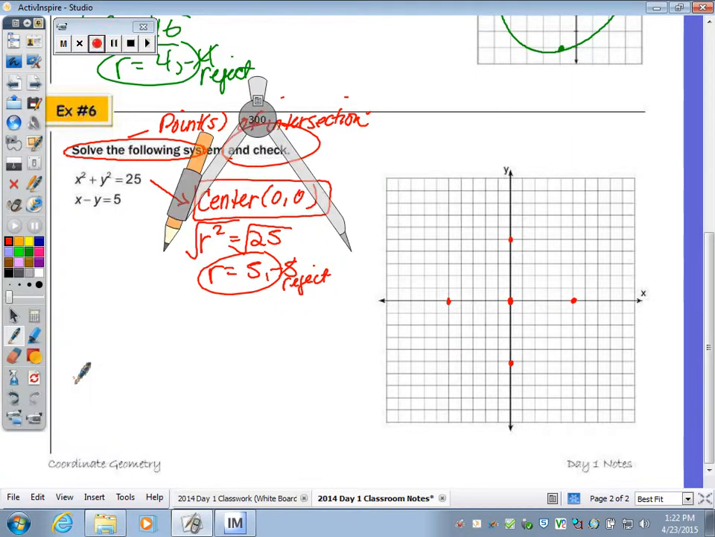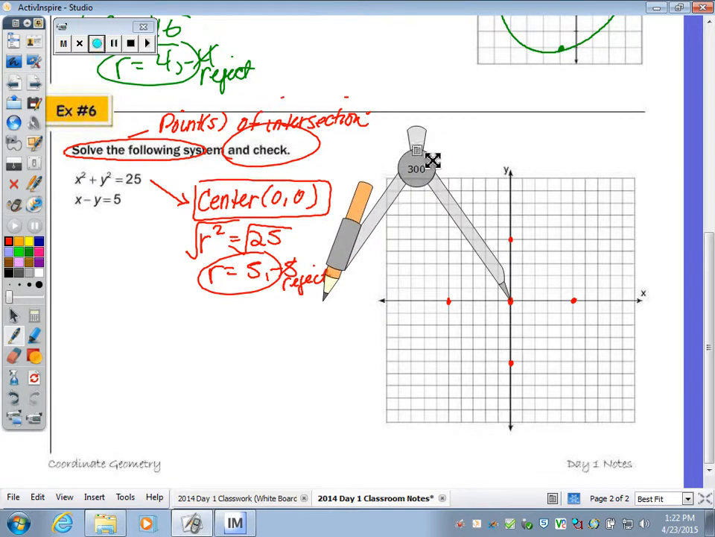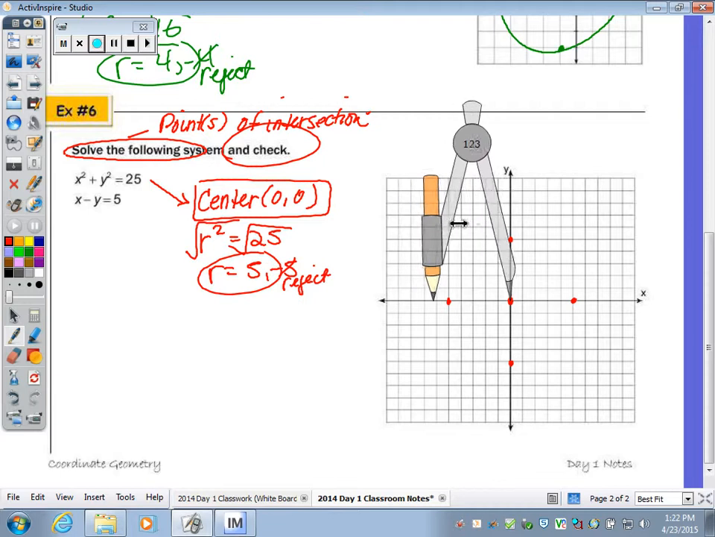So again, using the compass, I am more precise with my drawings. Again, I'm looking for that point of intersection, so I'm more accurate.